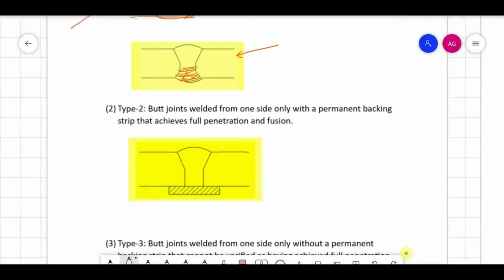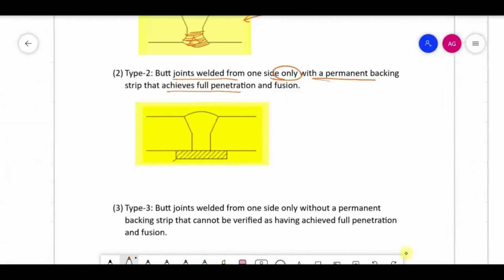Second one. Type 2 joint is a butt joint welded from one side only with a permanent backing strip that achieves full penetration and fusion. So here you have applied the backing strip on the back side. This is also a butt weld and you have done welding by applying a backing strip. It is full penetration welding, so it is counted as type 2 joint. This is the type of joint.